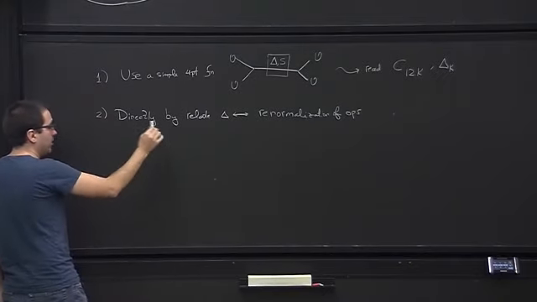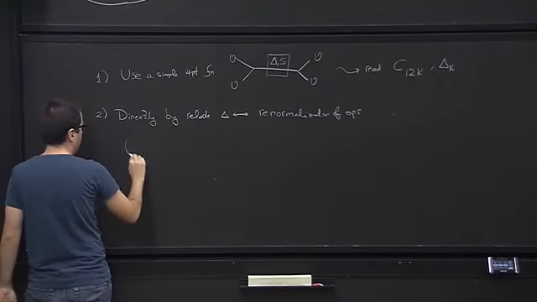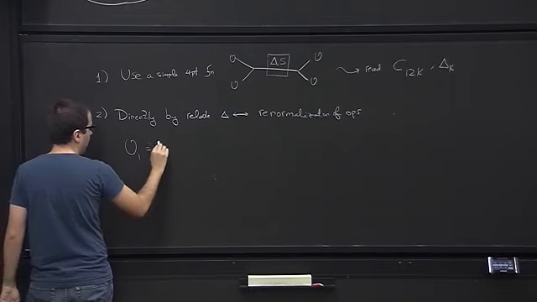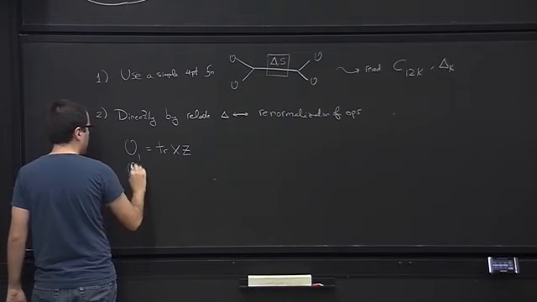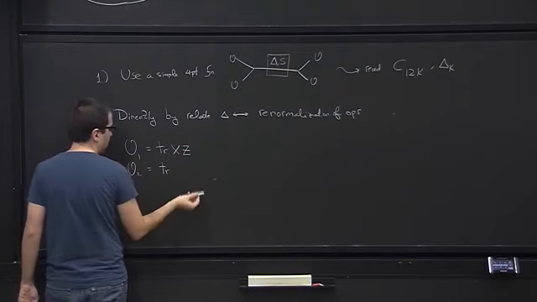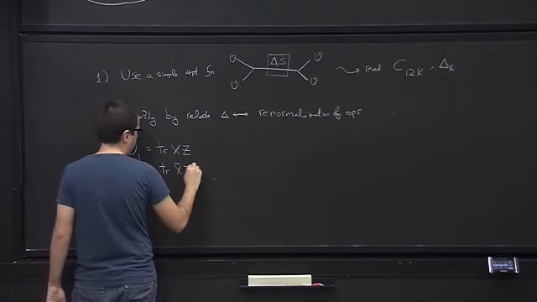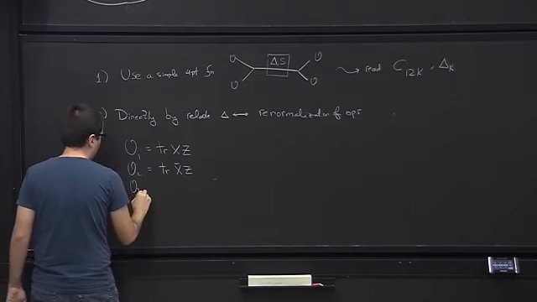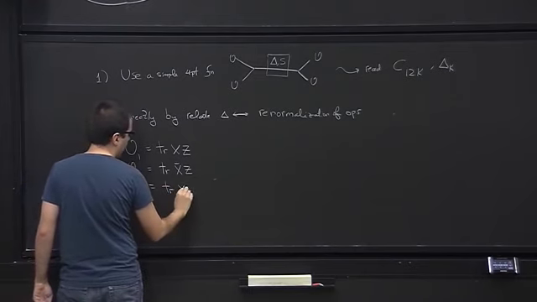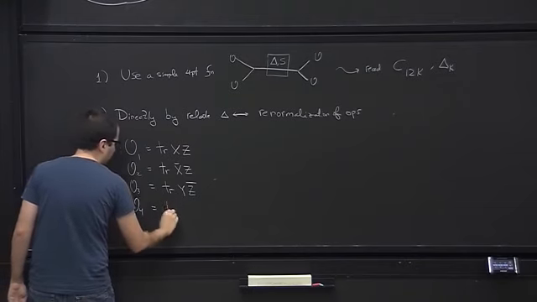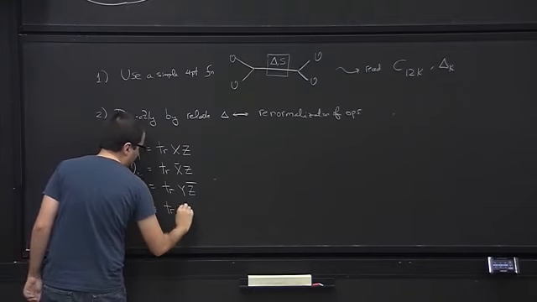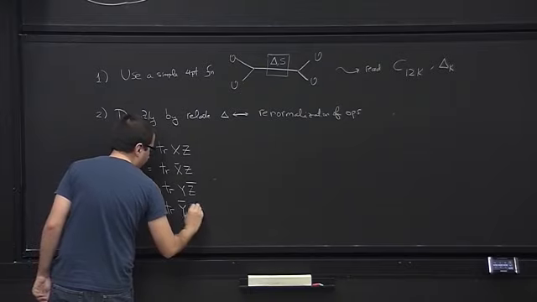So let me tell you what operators I'm going to consider. I'm going to consider the following operators made out of complex scalars. O1 equals trace of x, z. O2 equals trace of x bar, z. O3 equals trace of y, z bar. O4 equals trace of y bar, z bar.